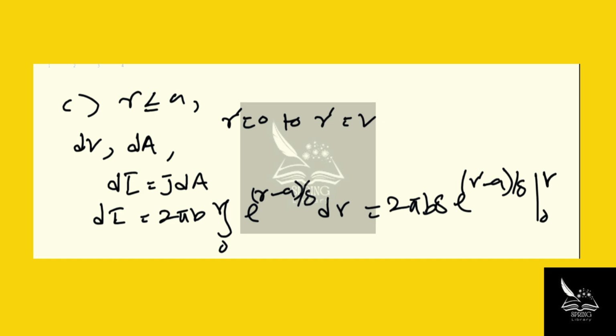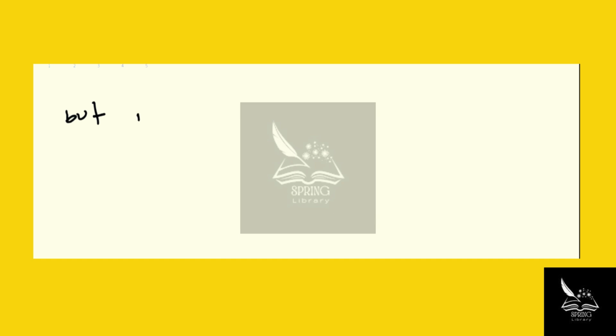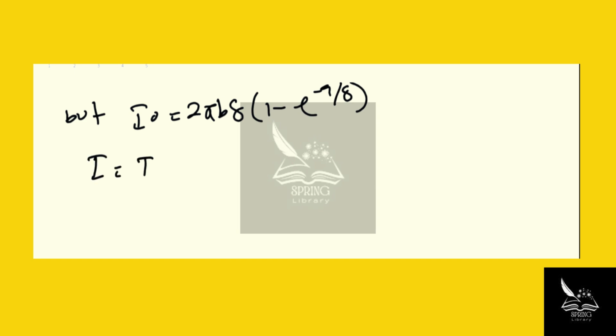And this gives us I to be 2 pi b delta e to the minus a over delta times e to the r over delta minus 1. But we know I naught is equal to 2 pi b delta times 1 minus e to the minus a over delta. Then we can write I will be equal to I naught times exponential r over delta minus 1 divided by exponential a over delta minus 1.